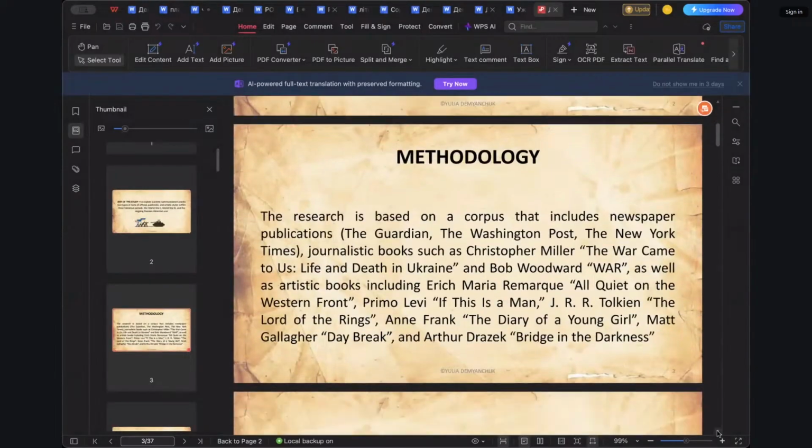Well, I have an extended methodology, and the research is based on a corpus that includes newspaper publications, as well as journalistic books like Christopher Miller and Bob Woodward, as well as artistic books including Erich Maria Remarque, Primo Levi, Tolkien, Anne Frank, and Matt Gallagher and Arthur Dražek.